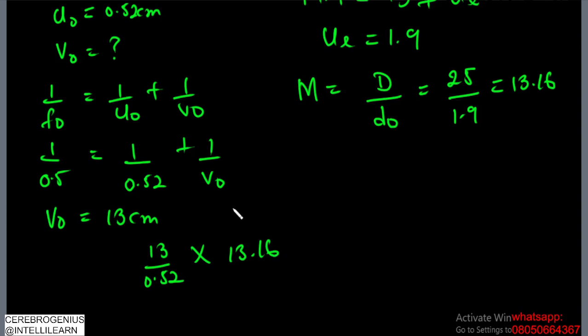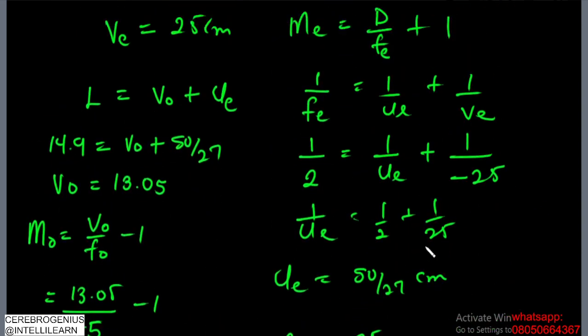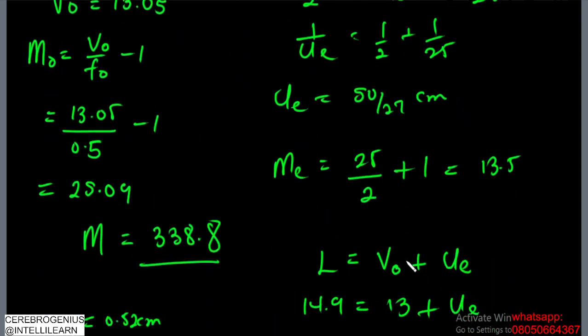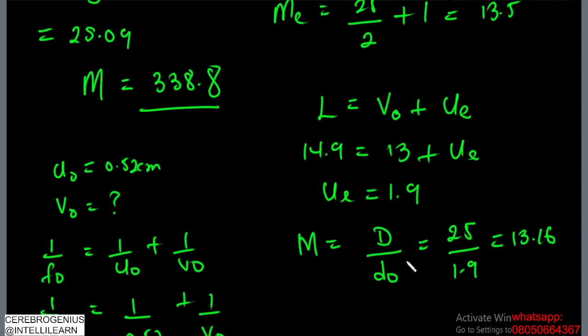So our final answer is 328.9. So that's the overall magnification. Don't forget, you have to be subtracting from the length of the lens. So then you have to be smart also.